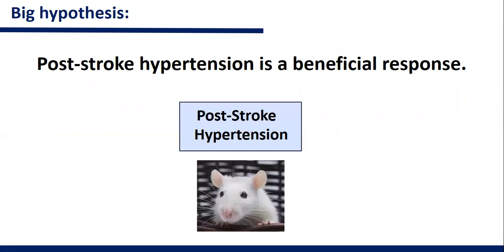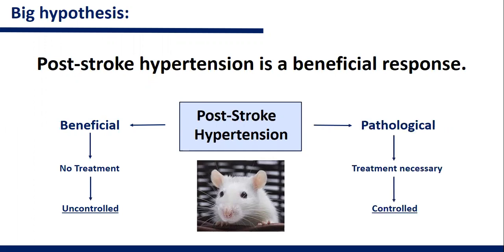Now, so we identified these issues in the clinical world and designed our preclinical study in rats, as you can see in the picture, with one hypothesis that post-stroke hypertension is a beneficial response. If post-stroke hypertension is beneficial, then no treatment is required, which identifies the group as uncontrolled. So we didn't give a treatment in the group which we named the uncontrolled group in our group nomenclature.